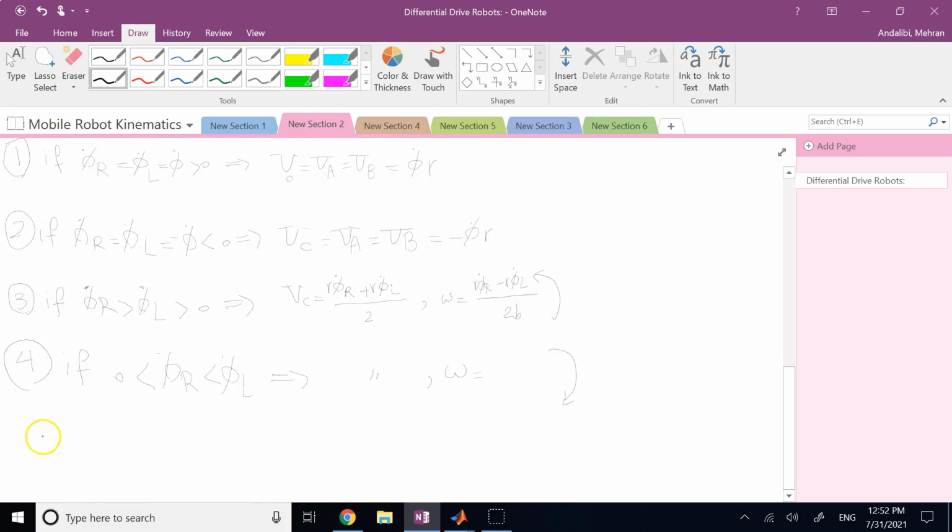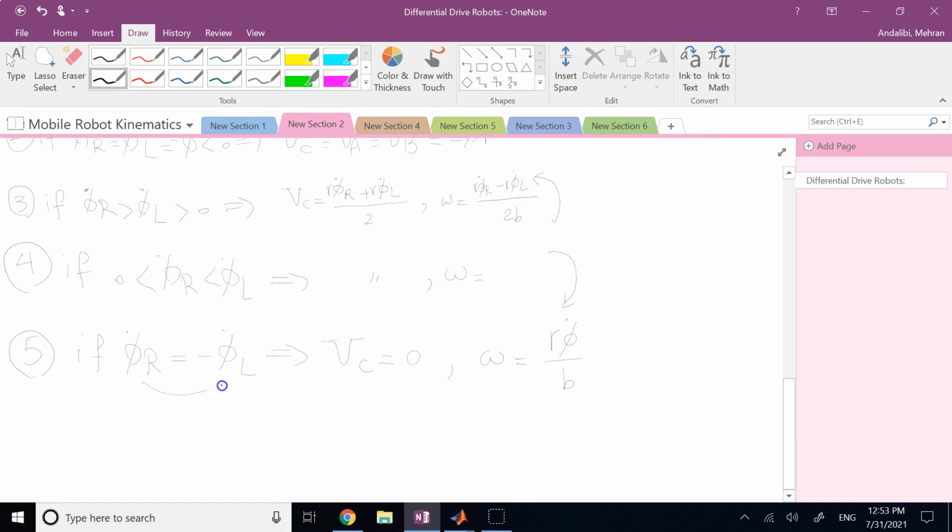And there is a case that they rotate at equal magnitudes, but they have different signs. So the case that phi dot right is equal to negative phi dot left. So one tire is going one direction, the other is going exactly the same RPM backwards. What's going to happen? V of the centroid is going to be 0, and omega is going to be omega max, which is going to be, a 2 would cancel, you would get r phi dot divided by b.